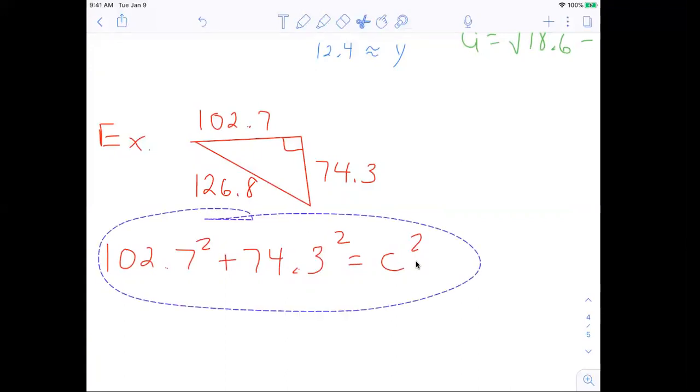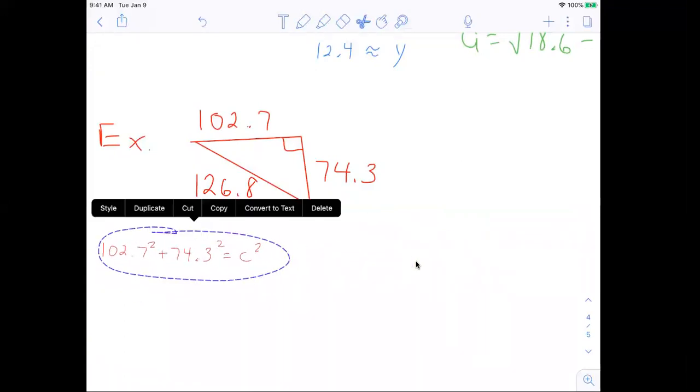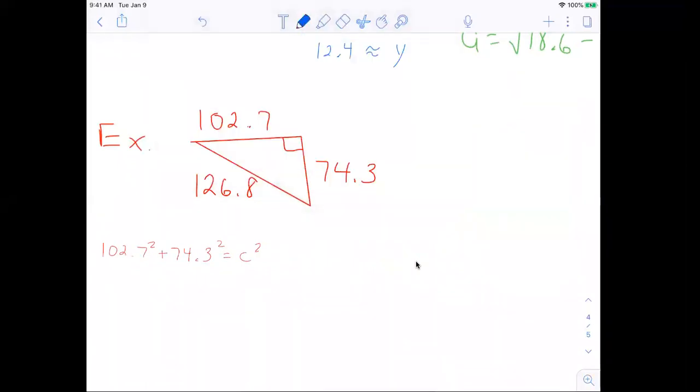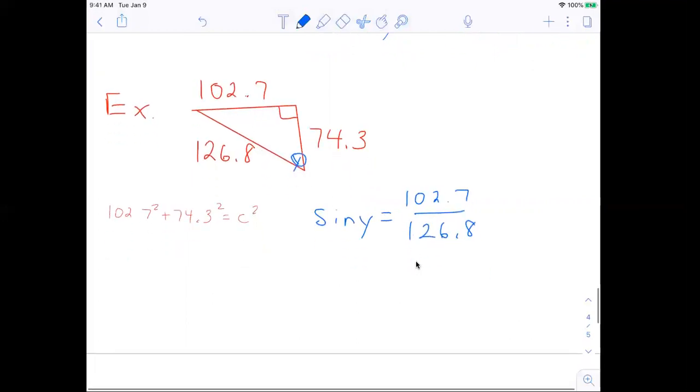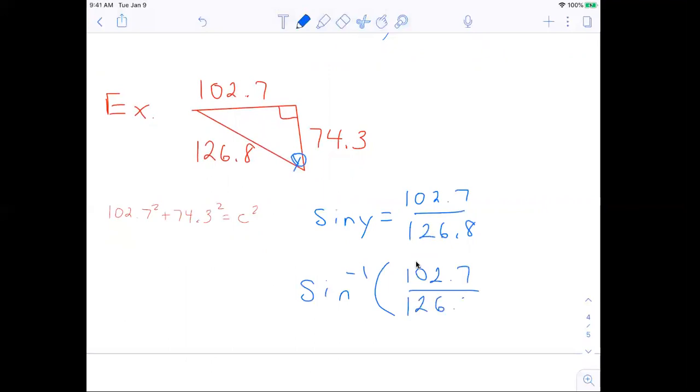All right, well now we have to find an angle. So to find one of the angles, I'll find this angle. I can use any of the inverse trig functions. So if I want to call that angle y, I could say that the sine of angle y is the opposite, which is 102.7 over 126.8. So remember, when we're trying to find an angle, we do the inverse sine. So I do inverse sine of 102.7 over 126.8.